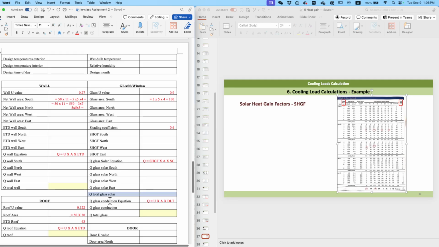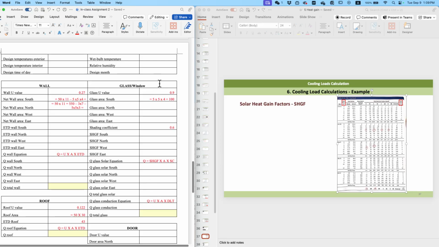Okay, now let's start glass conduction. The glass conduction equation is U factor, area, which is the total glass area, delta T. So why can we now directly use the total glass area for the four directions? Because we only consider the dry bulb temperature difference between inside and outside, so we don't need to separate them. For conduction, just use the total area of glass or total area of windows.